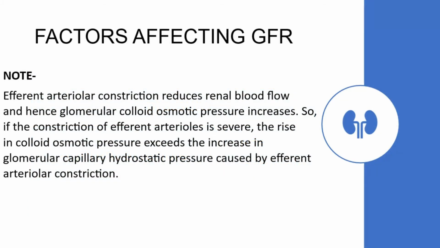What we need to understand is that efferent arteriolar constriction is not a phenomenon that is seen in a normal individual under normal physiological condition. But in conditions of hypovolemia or hypoperfusion, due to the action of angiotensin II, which is a part of the renin-angiotensin-aldosterone system, there is powerful constriction of the efferent arteriole, which causes a rise in the glomerular colloid osmotic pressure and hence brings back the GFR to normal.